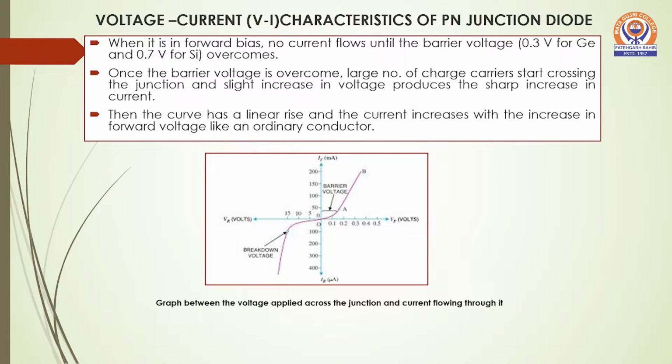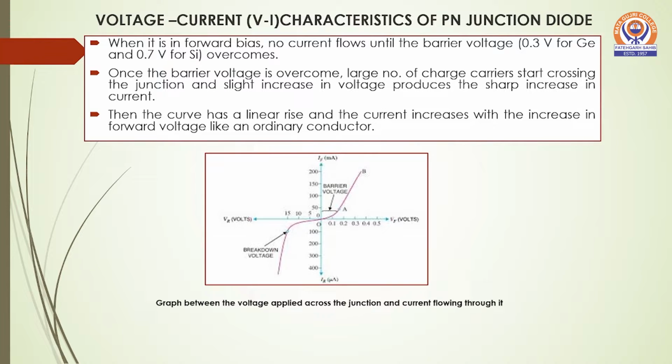The graph between the voltage applied across the junction and the current flowing through it is known as the volt-ampere characteristics of the PN junction diode. When we connect the circuit in forward bias, from the graph, the region OA shows that there is a slight increase in current with increase in voltage, because till then the barrier voltage is not achieved.